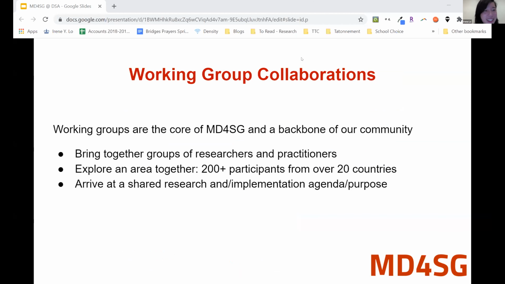Yeah, so just saying all of it again, we really think that the working groups are the core of MD4SG and the backbone of our community. And they bring together researchers and practitioners. Right now, there are in our working groups over 200 participants from over 20 different countries. And their goal is to arrive at a shared research output or direction, or to sort of come up with a research area or a purpose that they all want to be working towards. And so what we're going to be doing in the rest of today's presentations is having some of the working group organizers come and tell you a little bit about what they've been doing in those working groups.